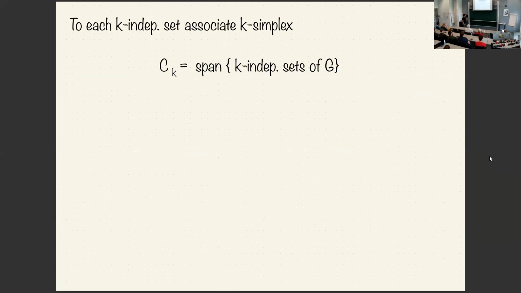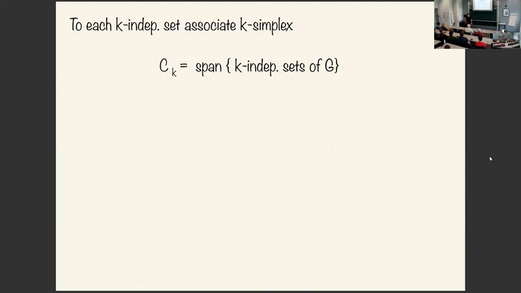Now the rule of the game is that to each k independent set, you associate a k simplex. How? Those vertices that I chose from the graph define a simplex. I think of the convex hull of these points, which defines some tetrahedron or triangle or whatever it is, and that is my simplex. The space C sub k that I wrote before, called the space of k chains, is spanned by all k independent sets of G.